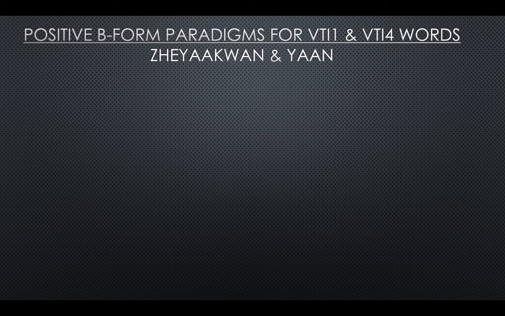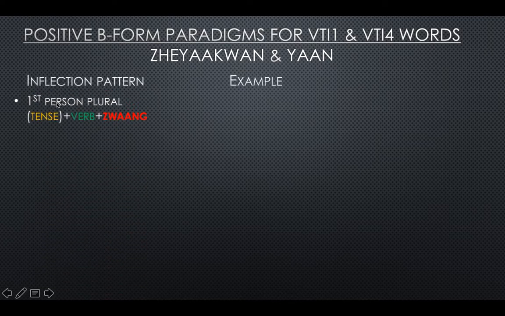So again, I should have put negative, but it slipped. Negative B form paradigms for VTI 1 and 4 words, Jea kwan and Yan. So we're going to do the positive ones. I think we're going to do the we's right now, actually. So we have first person plural. So instead of zwan at the end, we're going to say zwang. It's a slight difference, but it's got that consonant ending.